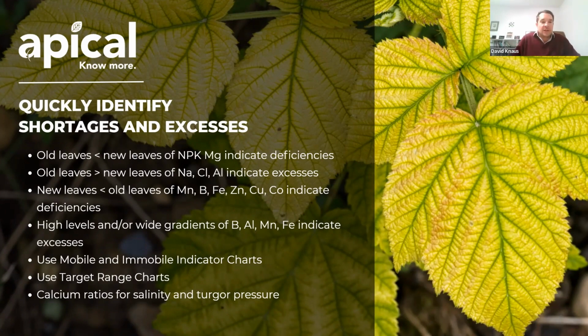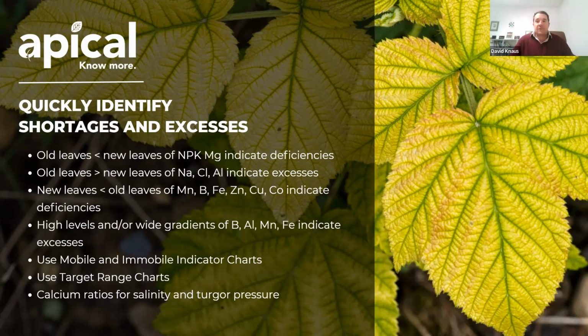Ultimately, if you go to any of the leaf reports, when the old leaves have a lower parts per million value than the new leaves of your macronutrients, those are going to be deficiencies. Conversely, when the old leaves have a larger parts per million value than the new leaves, those are excesses, such as sodium, chloride, or aluminum.